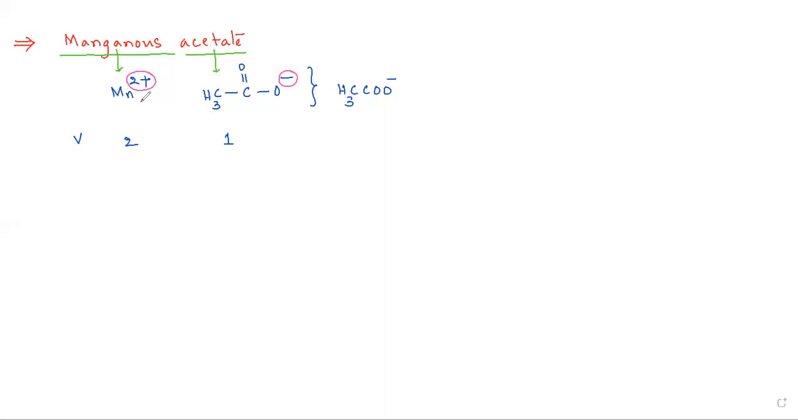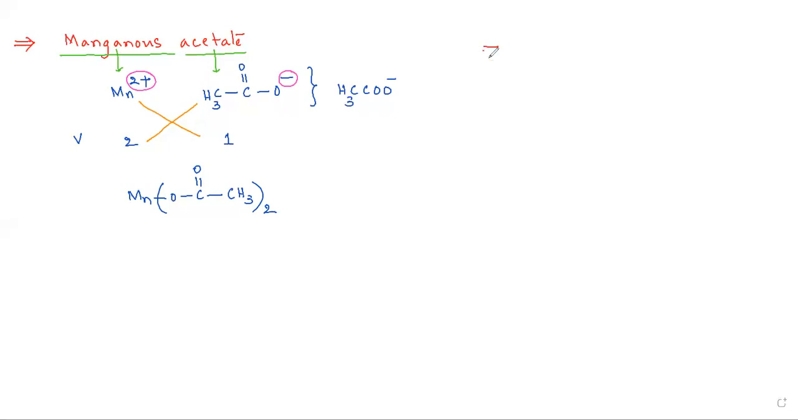Crossing the valencies. That's it. Come on. See the way I'm writing. Mn, of course, O, C=O, CH3 taken twice. This is manganese acetate. Is that right? Next.